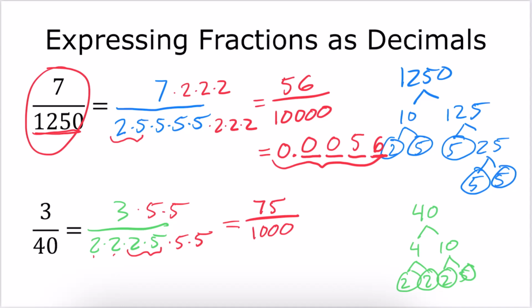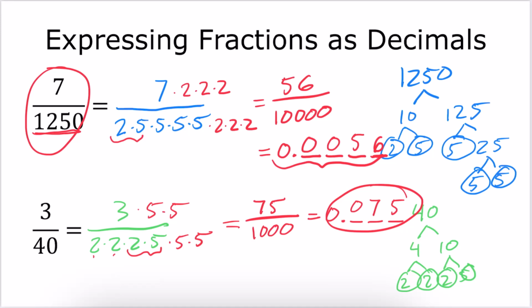And once you have a power of 10 in the denominator, then you just figure out where that place value is. And you say, okay, well, this is the tenths, this is the hundredths, this is the thousandths. And if I have 75 thousandths, I'll have 5 thousandths, 7 hundredths, and 0 tenths. And so this would be the decimal form of this fraction.